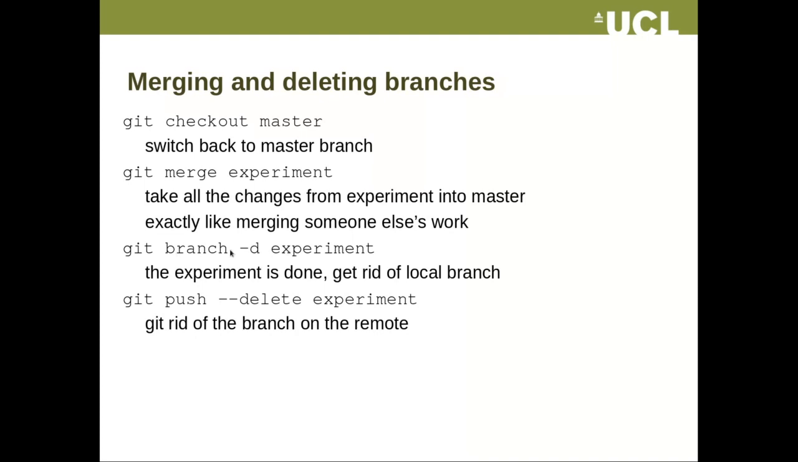Once we've finished with the branch, we want to get rid of it because we've merged it in or we've decided that it's no good, then we can do git branch -d and the branch name. Now that will delete the local copy, but it won't delete the remote copy. So to do that, we have to say git push --delete experiment, where experiment is the name of the branch.